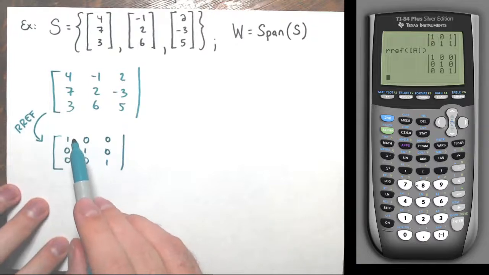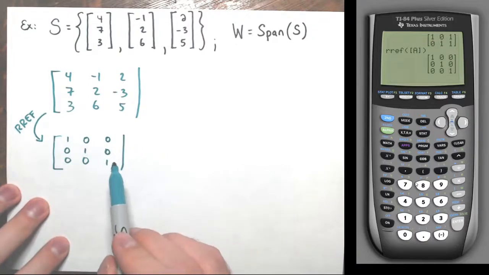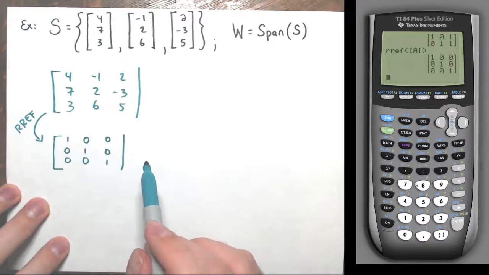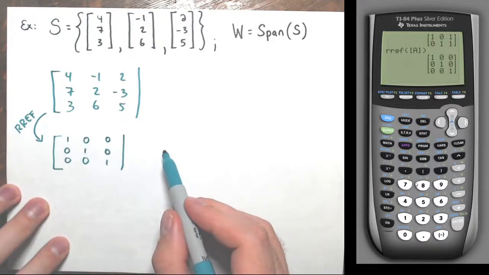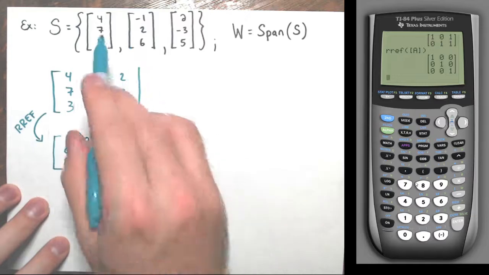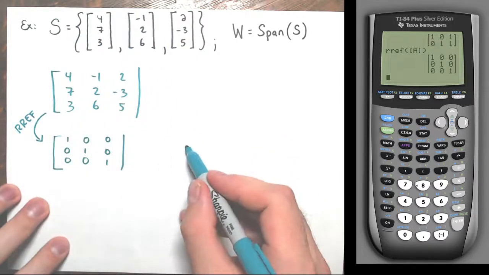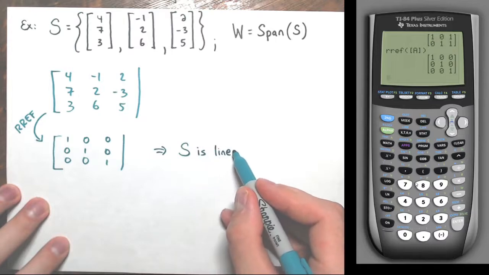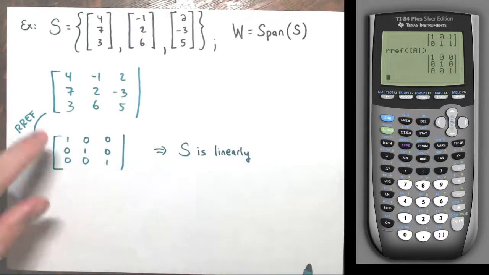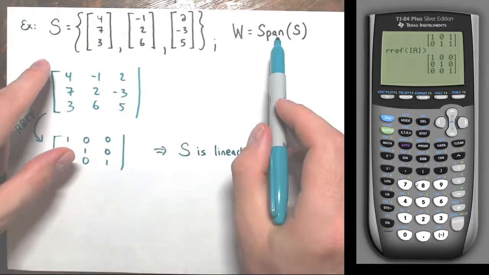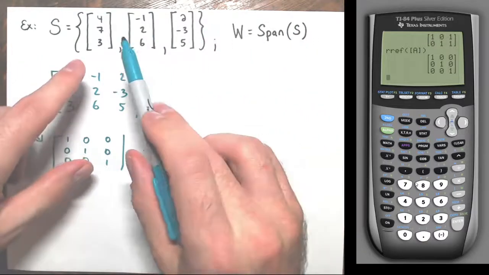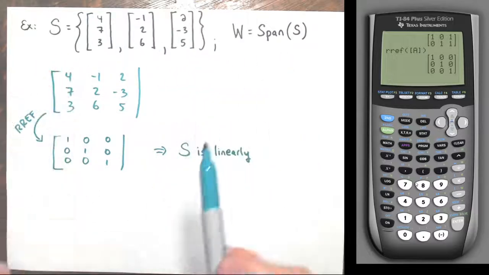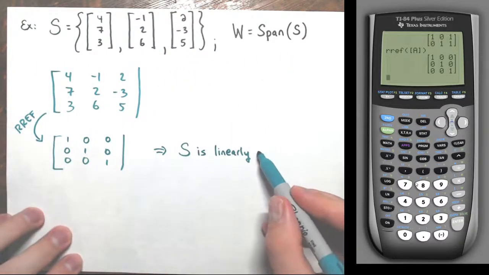So you see how A1 would be 0, A2 would be 0, A3 would be 0. So the only solution to that equation would be the trivial solution, meaning that S is linearly independent. And remember before when I said, if I have a set and we look at the span of that set, if that set is linearly independent, then that is the minimal spanning set for the span of that set.